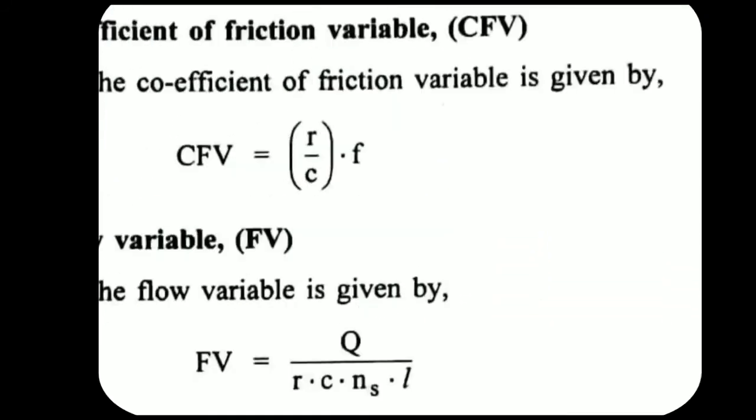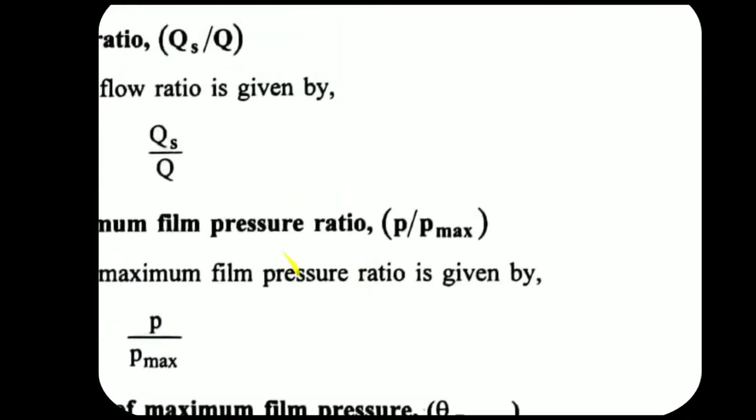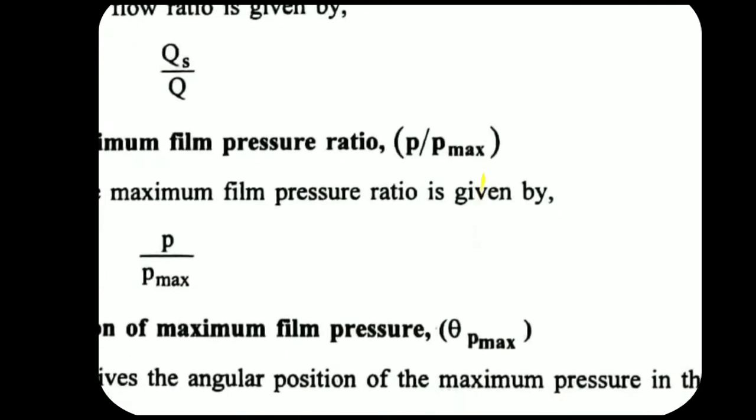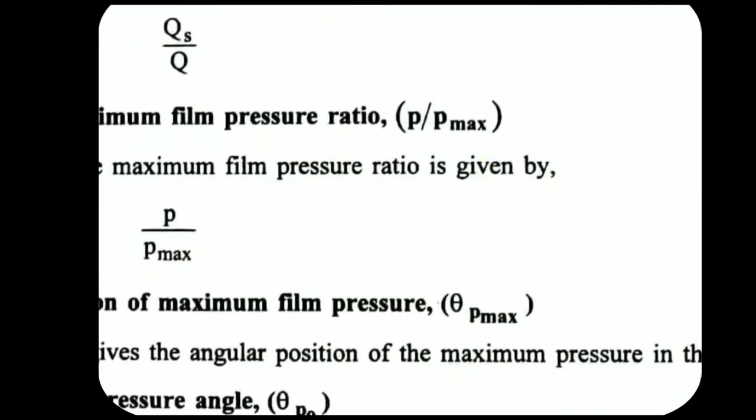Next one is the flow variable, FV. In the case of flow we have to consider Q, the flow rate of the lubricating oil, divided by R C ns into L. R is the radius, C is the clearance, ns is the shaft speed, and L is the length of the bearing. Next parameter is the flow ratio, Qs by Q. Qs is the supplied flow rate in the case of a hydrostatic bearing, and Q is the flow rate. That ratio we can calculate directly. Then the maximum film pressure ratio, P by P max.